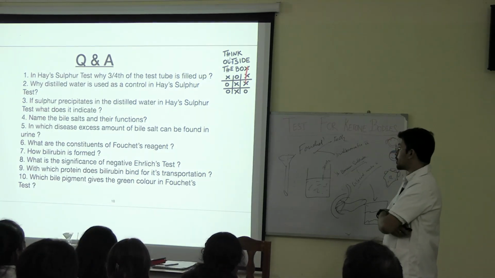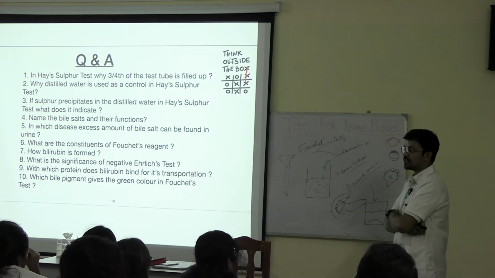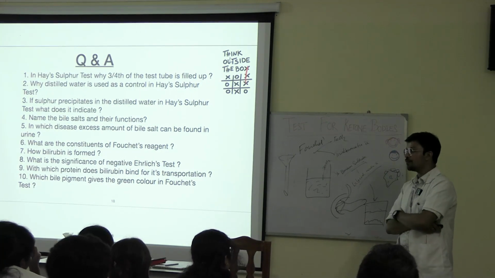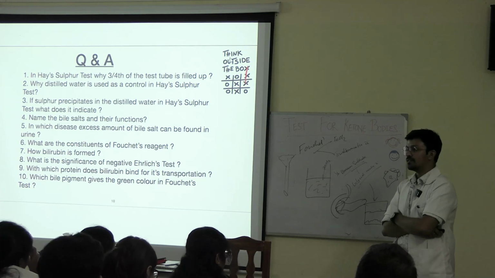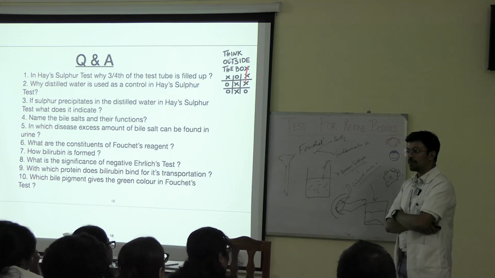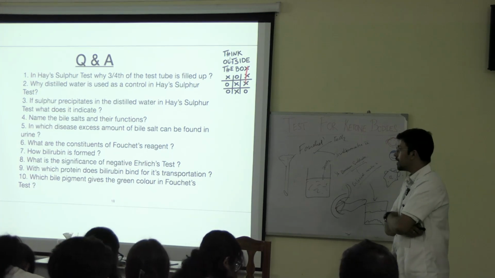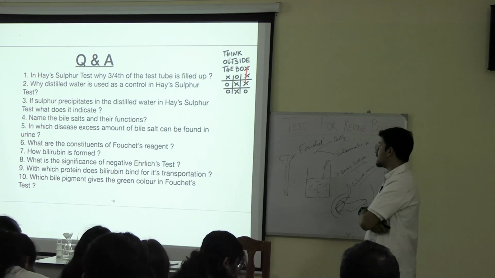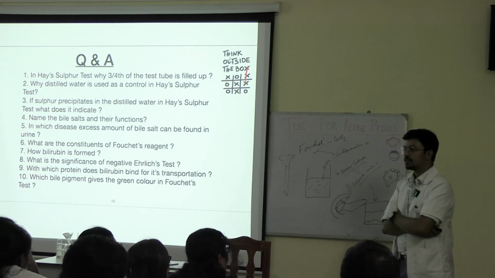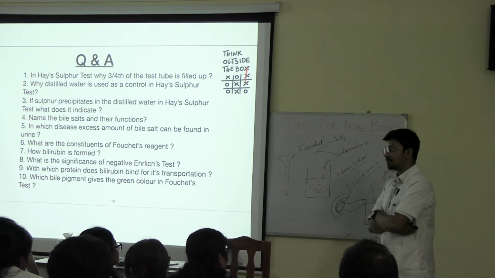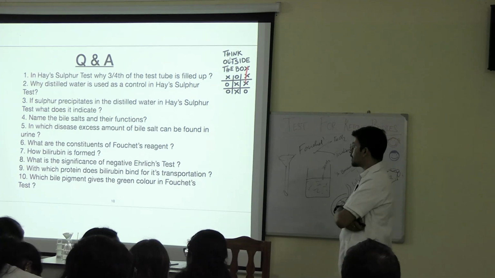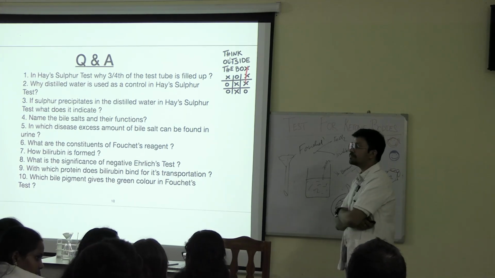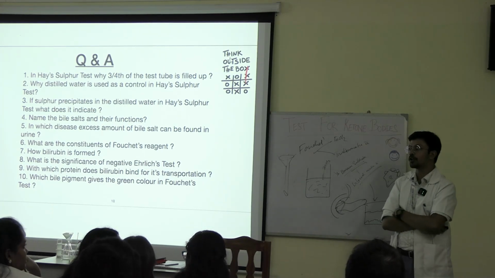Okay, with which protein does bilirubin bind for its transportation? Very easy, albumin. And forms what complex? Unconjugated albumin bilirubin complex. Now, which bile pigment gives the green color in the Fouchet test? Biliverdin gives the green color. Okay. Any doubts from the topic? Anybody has any doubt from the topic?